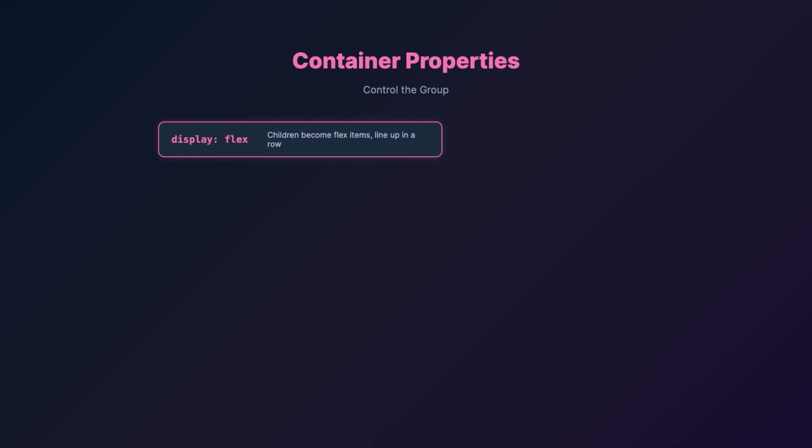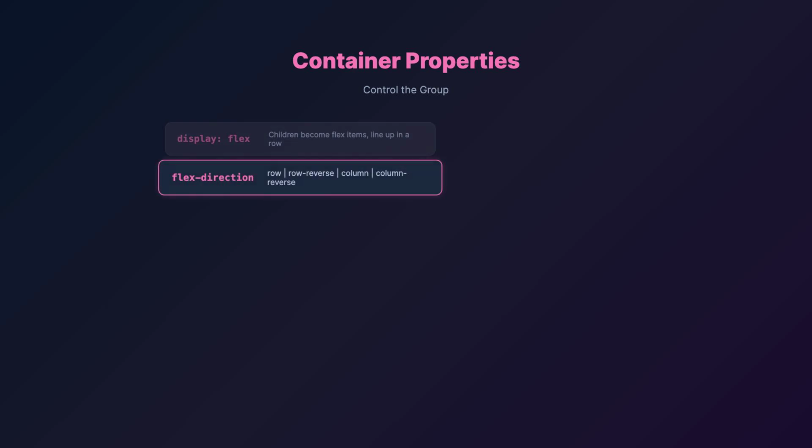Everything starts with display flex on the parent. The moment you add display flex, all direct children become flex items. They line up in a row side by side automatically. No floats, no inline block hacks. Just one line of CSS.